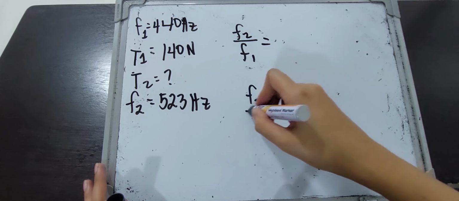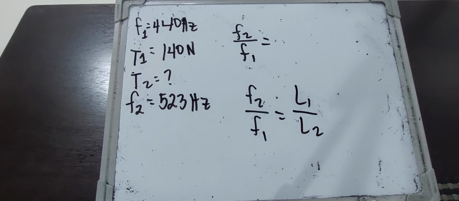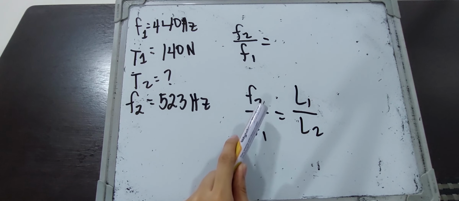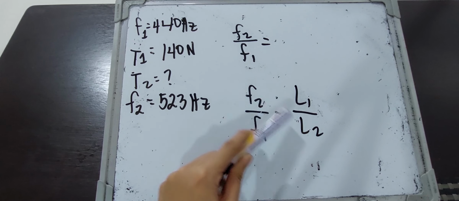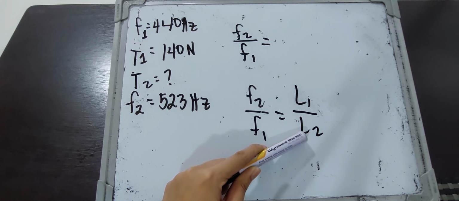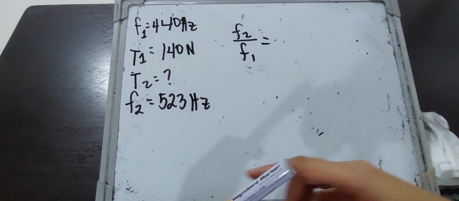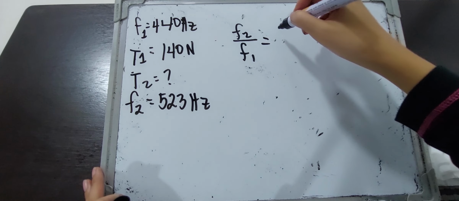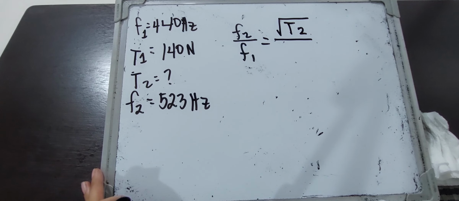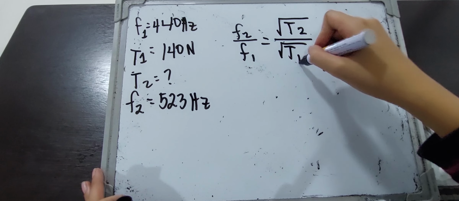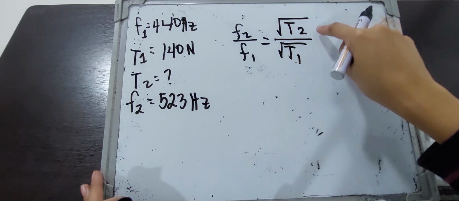I will just compare. Earlier, frequency is inversely proportional with length, so those two were on opposite sides because it is inversely proportional. Here, since the frequency is directly proportional to the square root of tension, our T sub 2 is also in the numerator. When directly proportional, they are on the same side: F sub 1, T sub 1, F sub 2, T sub 2.